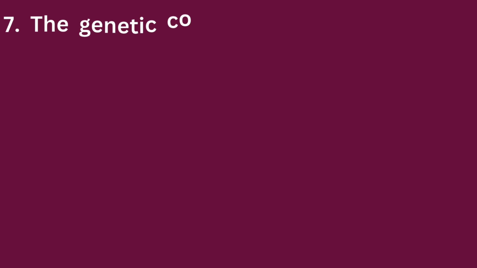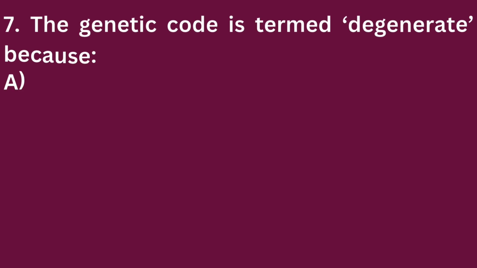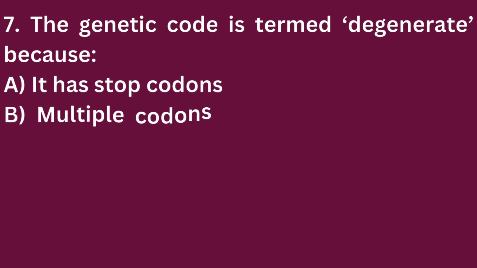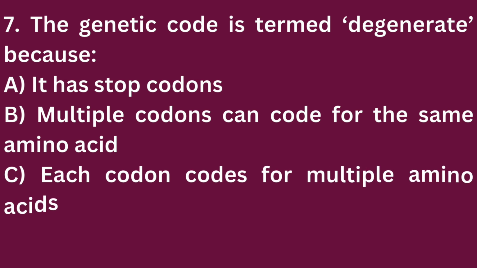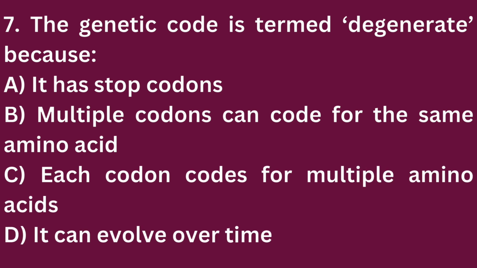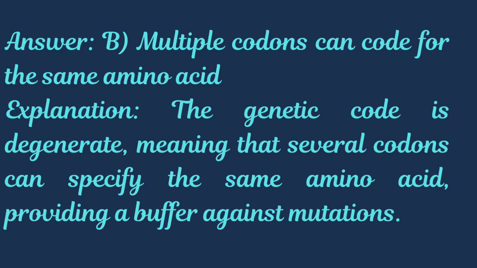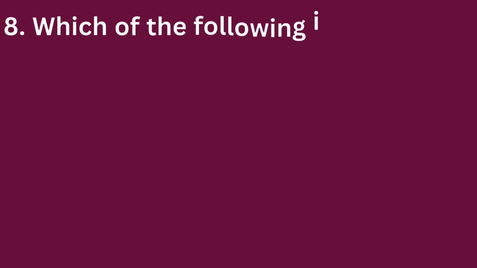7. The genetic code is termed degenerate because A. It has stop codons. B. Multiple codons can code for the same amino acid. C. Each codon codes for multiple amino acids. D. It can evolve over time. Answer B. Multiple codons can code for the same amino acid. Explanation: The genetic code is degenerate, meaning that several codons can specify the same amino acid, providing a buffer against mutations.